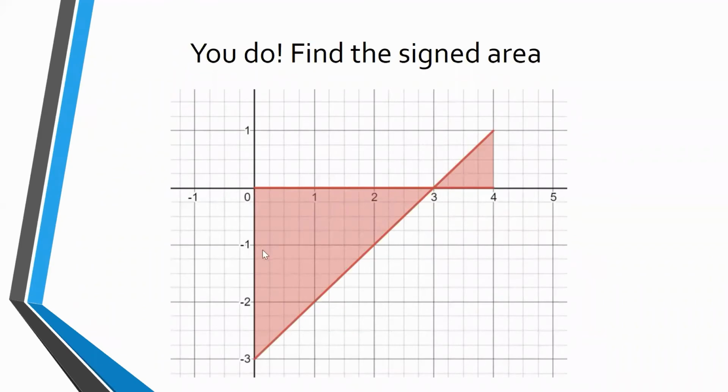As we see this signed area, the left-handmost triangle is underneath the x-axis, and the right-handmost triangle is above the x-axis. If I want to utilize geometry to find the signed area here, I need to count the area of this bigger leftmost triangle as a negative and the smaller rightmost triangle as a positive.